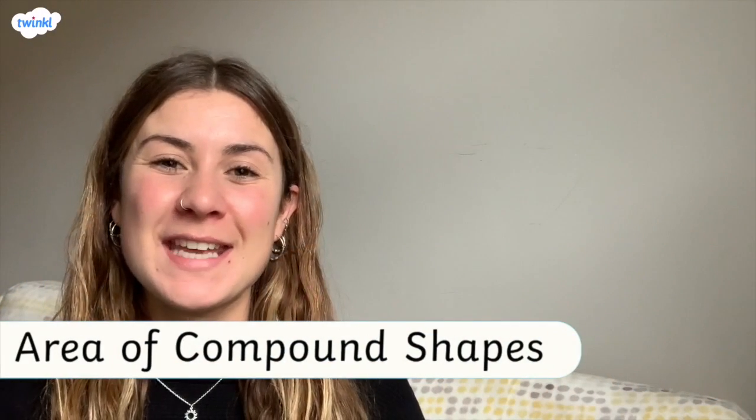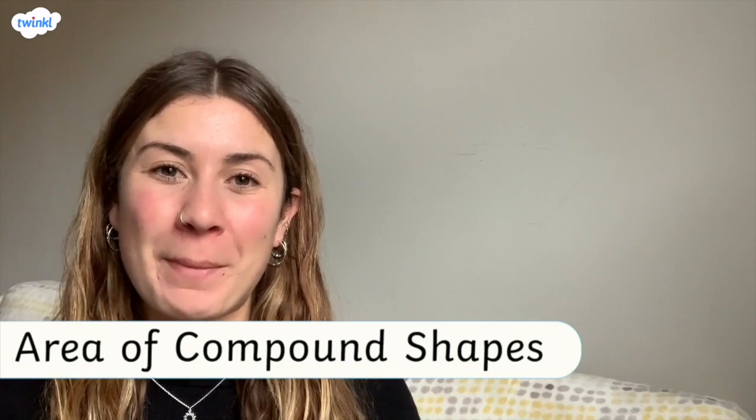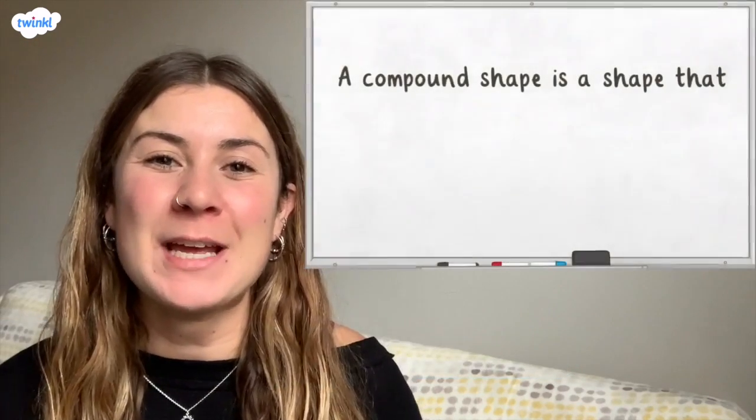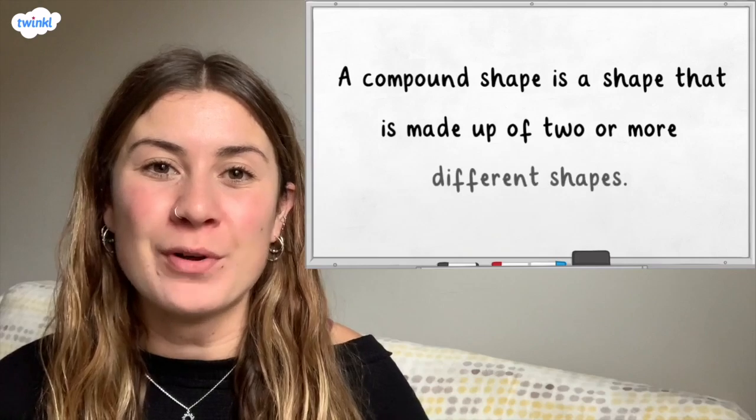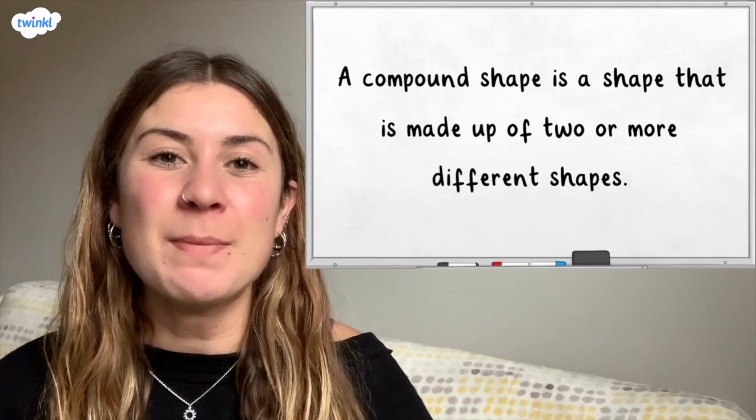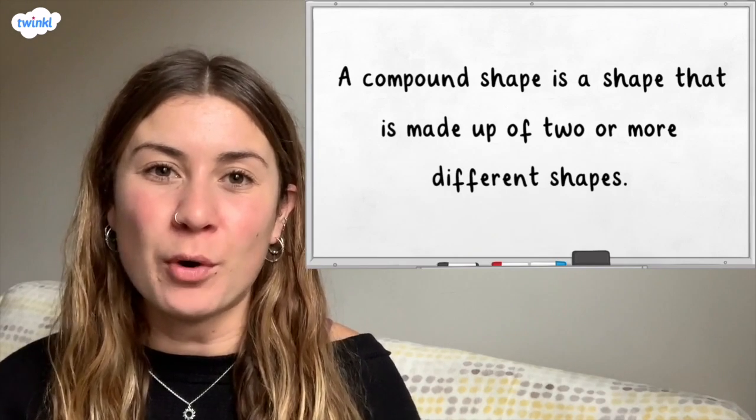Hi, this video is here to help you calculate the area of compound shapes. A compound shape is a shape that's made up of 2 or more different shapes. We're going to be looking at shapes that are made up of 2 or more rectangles.